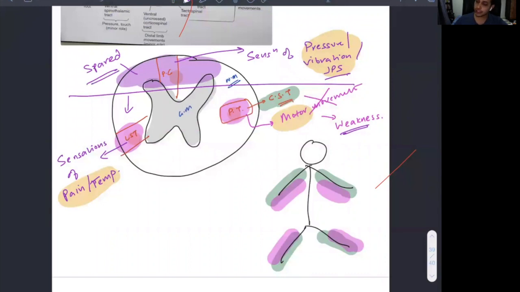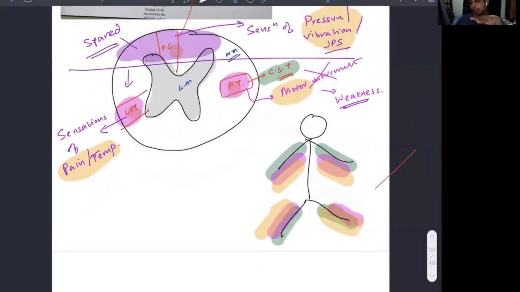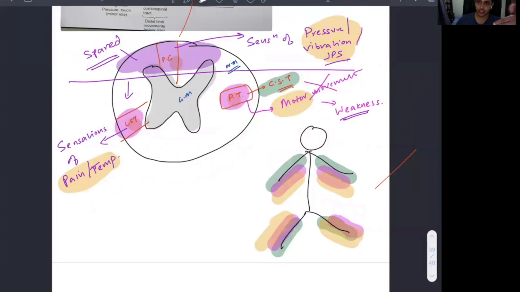And supposing the patient comes with a lesion of all the three, then there will be weakness, sensory loss of pain and temperature, and joint position sense. So all three things will be lost in all four limbs. So you get the idea of why both history and examination are directed towards this. The history is directed towards, do you have weakness of all four limbs? Do you have sensory loss of all four limbs? And if yes, is the sensory loss of pain and temperature, or is the sensory loss towards joint position sense?